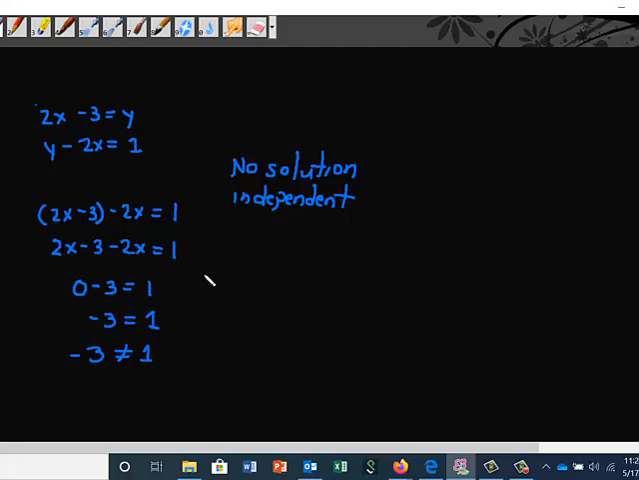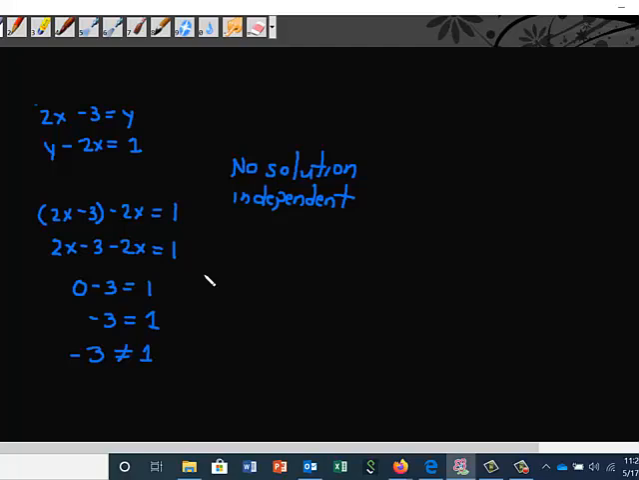Everybody see that? Remember, for systems that have no solution, you can't have different numbers equal to one another. Like for example, in this case, negative 3 cannot equal 1, or 2 being equal to 5. Well, 2 can't equal 5. So if you come up with this type of situation, then you know that the system has no solution.